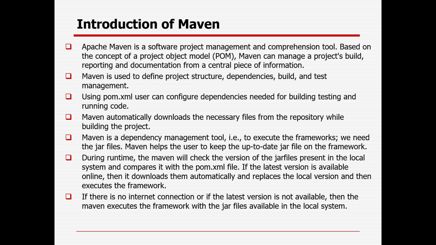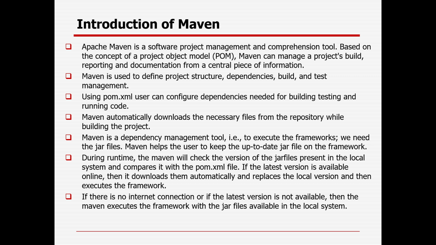So Maven automatically downloads the necessary files from the central Maven repository while building the project. Maven is nothing but a dependency management tool. To execute the framework, we need the jar files, so Maven helps the user keep the jar files on the framework up to date. During runtime, Maven will check the version of the jar file present in the local system and compare it with the pom.xml file. If the latest version is already available, right, it will not download.